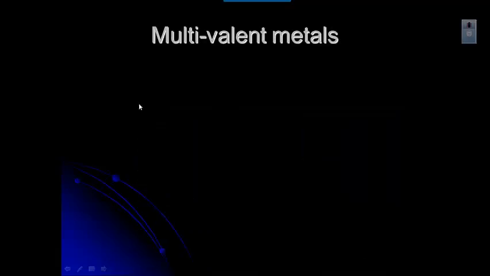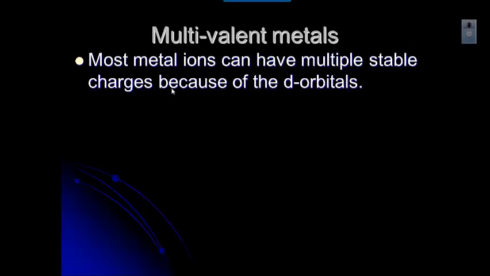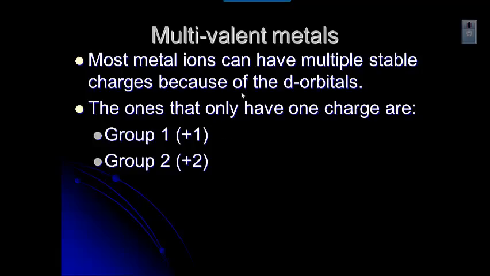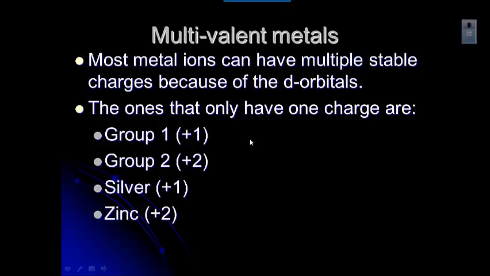All right, so we can have metals that are multivalent, and hopefully you recognize that breakdown of that word. Multi means many, valent implies valence electrons. So what happens is most of those metals can have a lot of different charges because of those d orbitals. The ones that can only have one charge are group 1, which is +1, group 2, which is +2, and you already know those. And then silver is always +1, zinc is always +2, and aluminum is always +3.